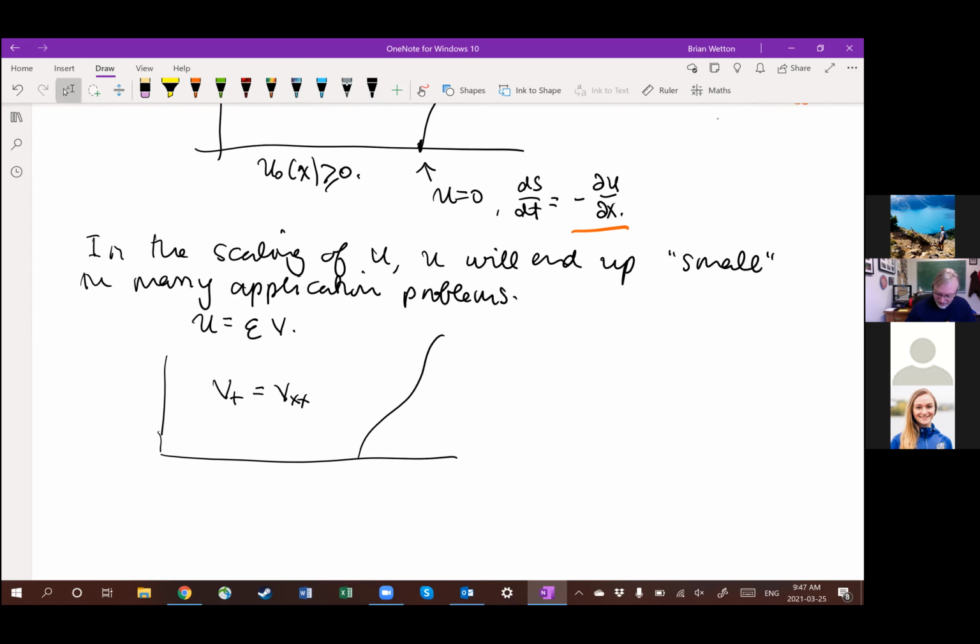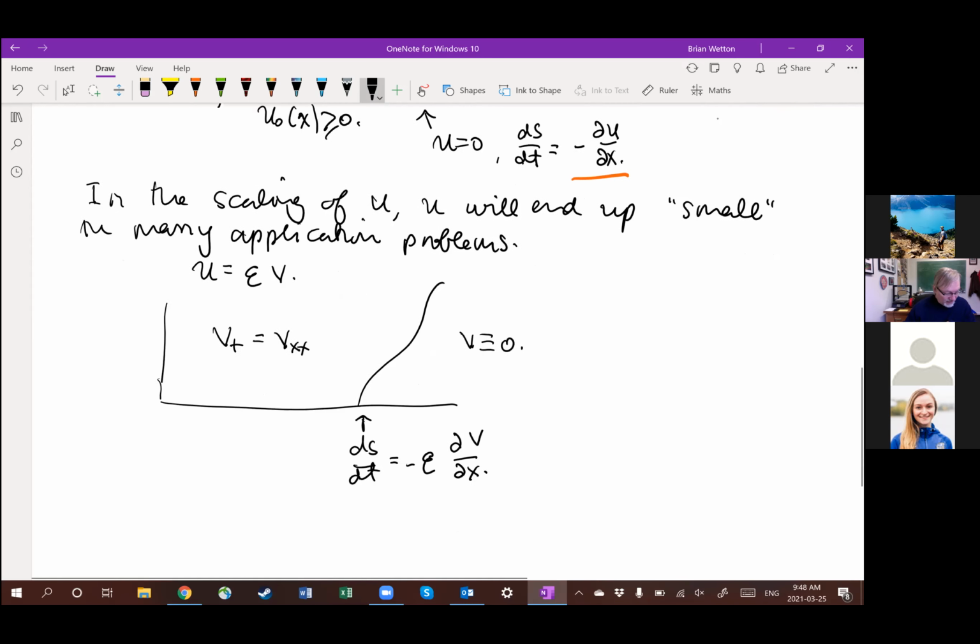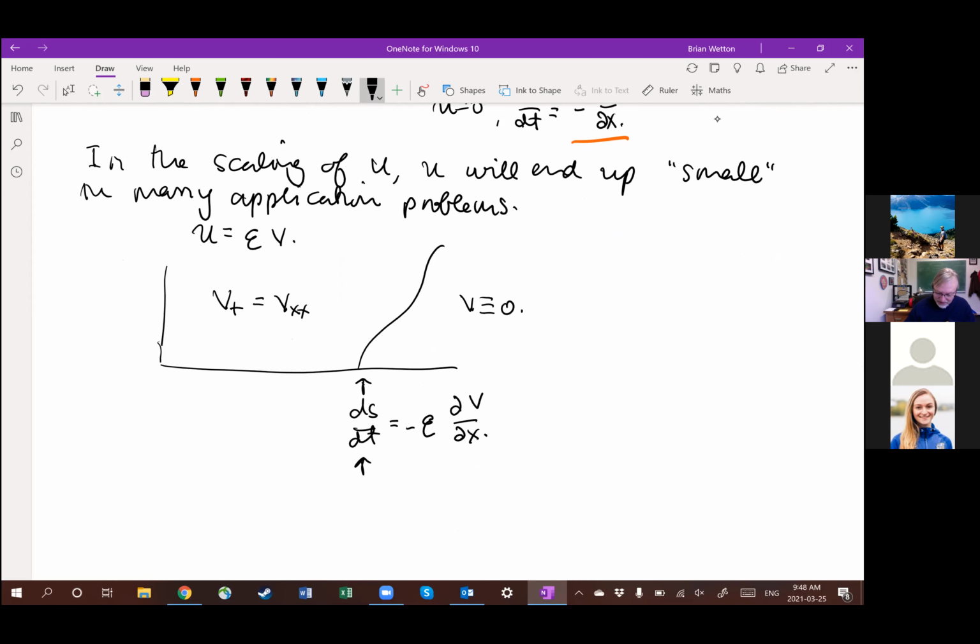Right? Here I've got V identically equal to 0. Here something interesting is going to come up. There's an epsilon that comes in. So that means that the free boundary moves slowly. If the temperature and its variations are small, then this free boundary moves slowly.